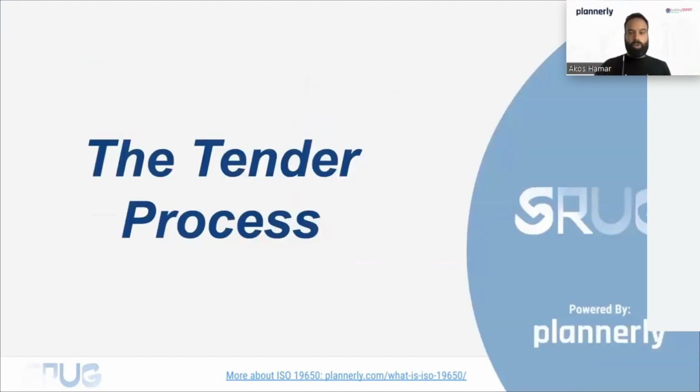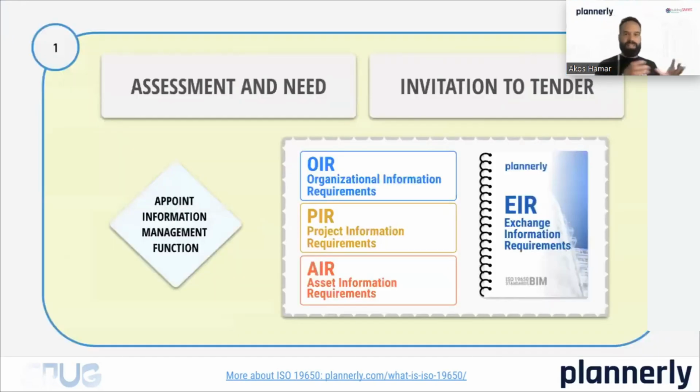tendering process. So the tender process starts with assessment and need and invitation to tender. So assessment and need, meaning that the appointing party, the owner, the client, identifies a need for a project and start creating the documentation that will be sent around for different participants to be joining the project and executing together. First of all, we need an information manager.